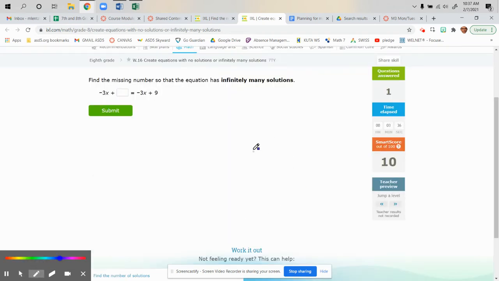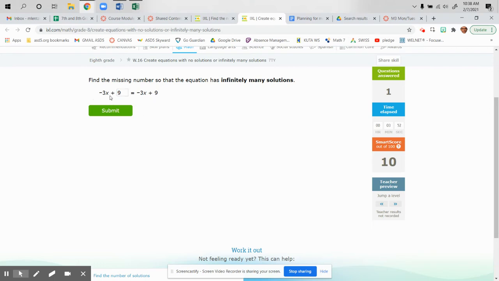The question says infinitely many. So it says negative 3x over here. It says negative 3x over here. It says plus. It says plus. Infinitely many means they'll equal the same thing on both sides. If there's a plus 9 over here, then I need to say plus 9 over here.